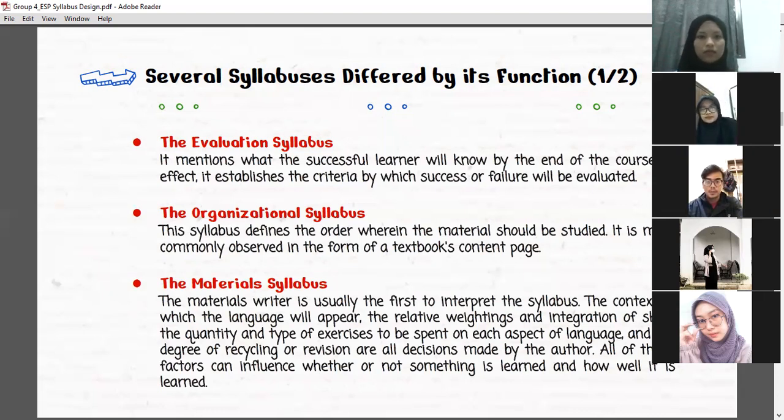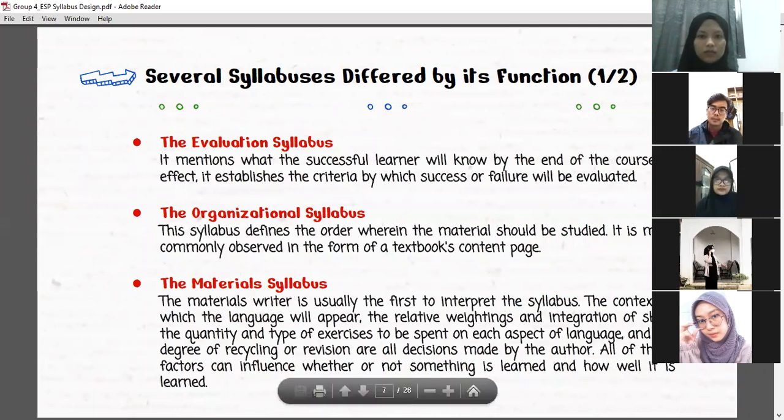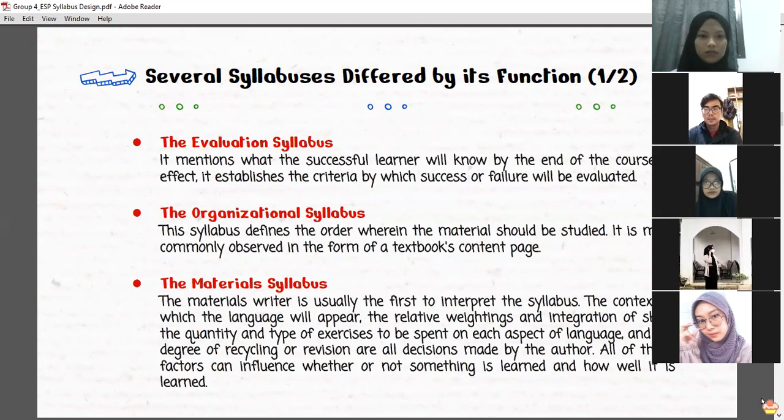It is most commonly seen in the form of a textbook's contents page. The organizational syllabus differs from the evaluation syllabus in that it includes assumptions about the nature of learning language in order to organize the items of the syllabus. So it is important to consider factors that depend on how people learn, such as what is more easily learned, what is more fundamental to learning, whether some items are needed in order to learn other items, and the last is what is more useful in the classroom.